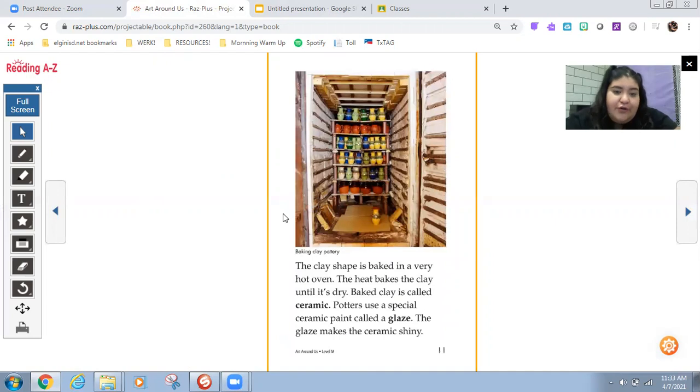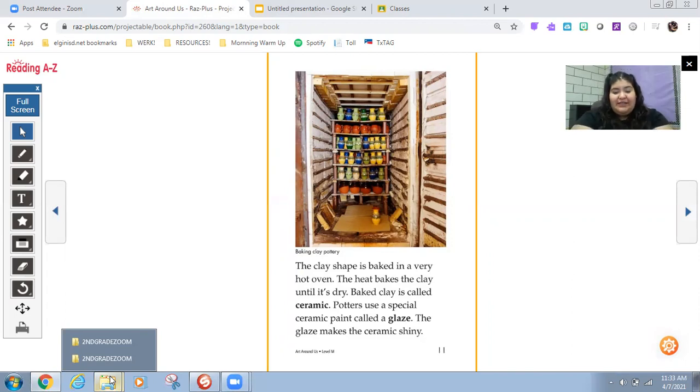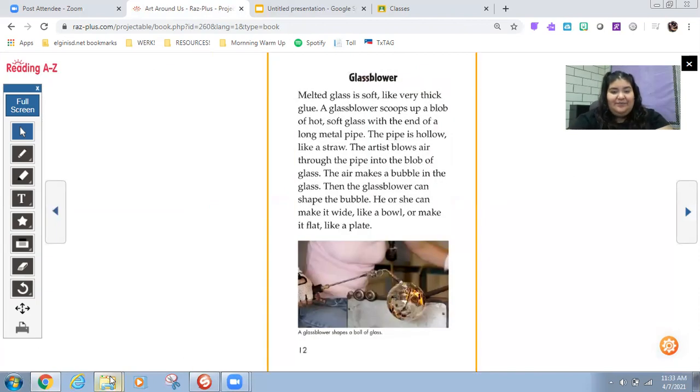And then we have another photograph that says baking clay pottery. The clay shape is baked in a very hot oven. The heat bakes the clay until it's dry. Baked clay is called ceramic. Potters use a special ceramic paint called glaze. The glaze makes the ceramic shiny.